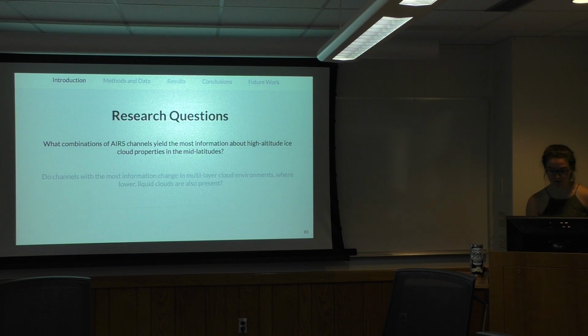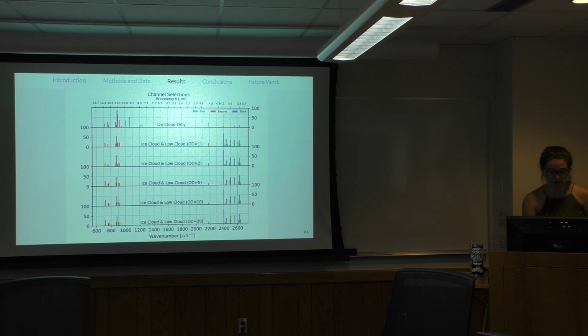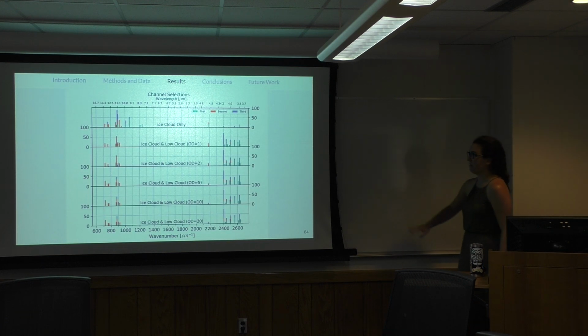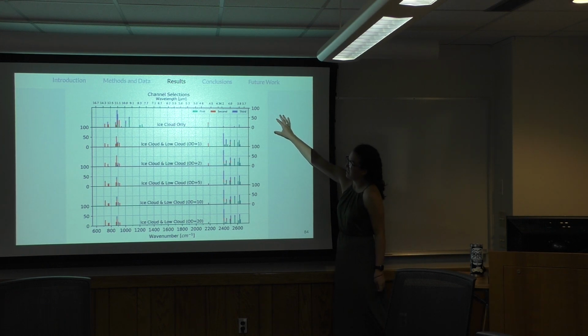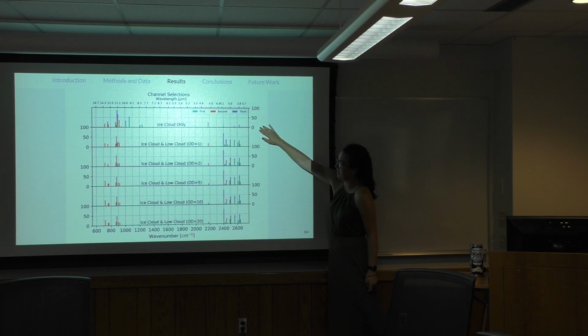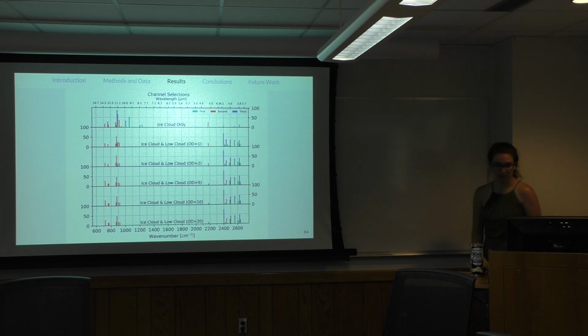So let's go through our conclusions. Back to our research questions. What combination of AIRS channels yields the most information about high altitude ice cloud properties in mid-latitudes? This is a summary figure that I made. This top panel is just our single layer ice clouds, and then these lower ones are multi-layer clouds, where the low cloud is increasing in optical depth as you go down the figure.